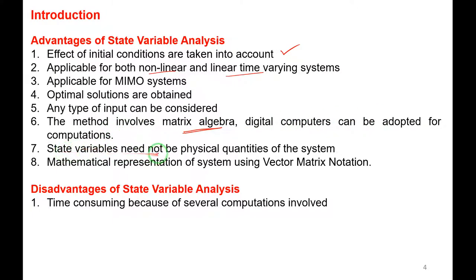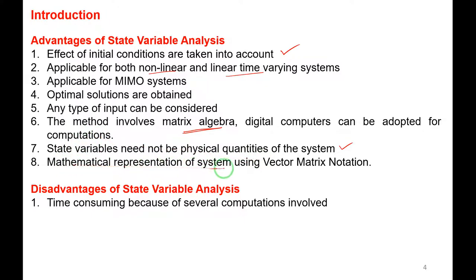Then state variables need not be physical quantities of the system. What are state variables? We'll study that, right? But right now, state variables need not be physical quantities of the system. We'll see one by one. After studying this today, come back once again to the limitations and advantages and read, and you will understand whatever I have told. Once again you have to come and read after covering this entire chapter, today's lecture, right?